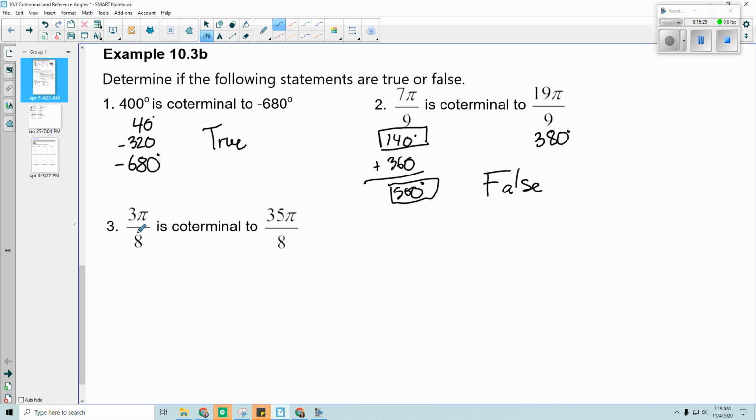3 times 180 divided by 8. I'm just converting these to degrees, so I get 67.5 degrees. And the other one, divided by 8, gives 787.5 degrees. Okay, so let's start here and then add our 360. So 67.5 plus 360 gives me 427.5. Let's try it one more time. And I get 787.5. Bingo, that's what I want. Okay, so true, these are coterminal to each other.